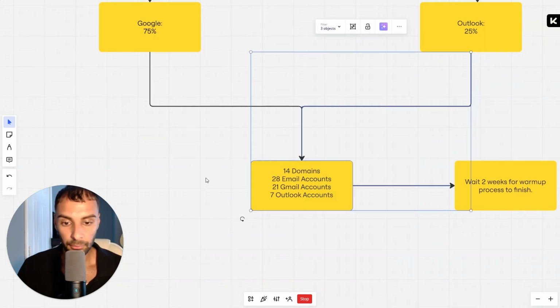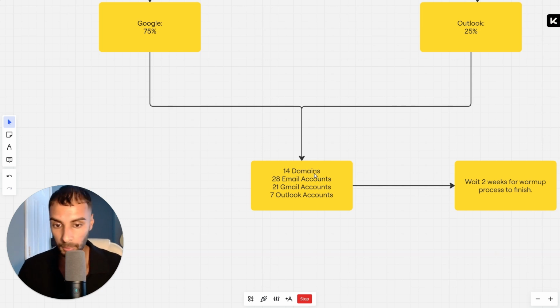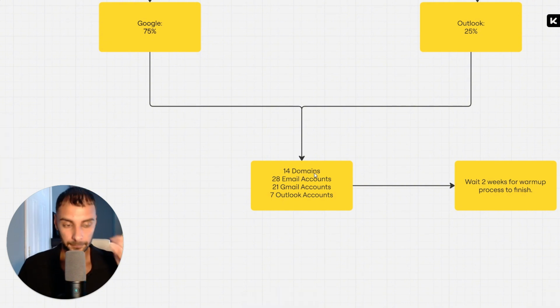So for example, if you have 14 domains, which would mean 28 email accounts, which would be 2 email accounts per domain, 21 of those should be Gmail and 7 should be Outlook. I honestly recommend you guys do this setup right here if you're just starting out because this will easily send over 10,000 cold emails a month, right? Which is decent volume enough to where you will book over 10 calls a week if you have the correct offer and everything dialed in place, right?